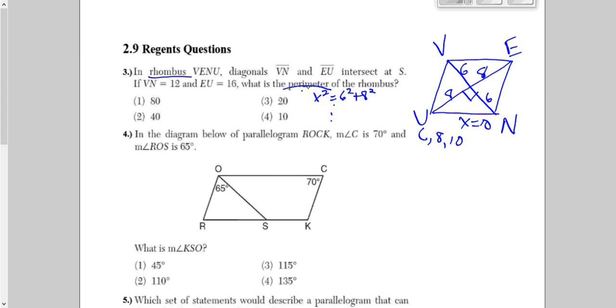They want perimeter. So perimeter, and they're all equal sides, right? So we could just do 4 times 10, 40.